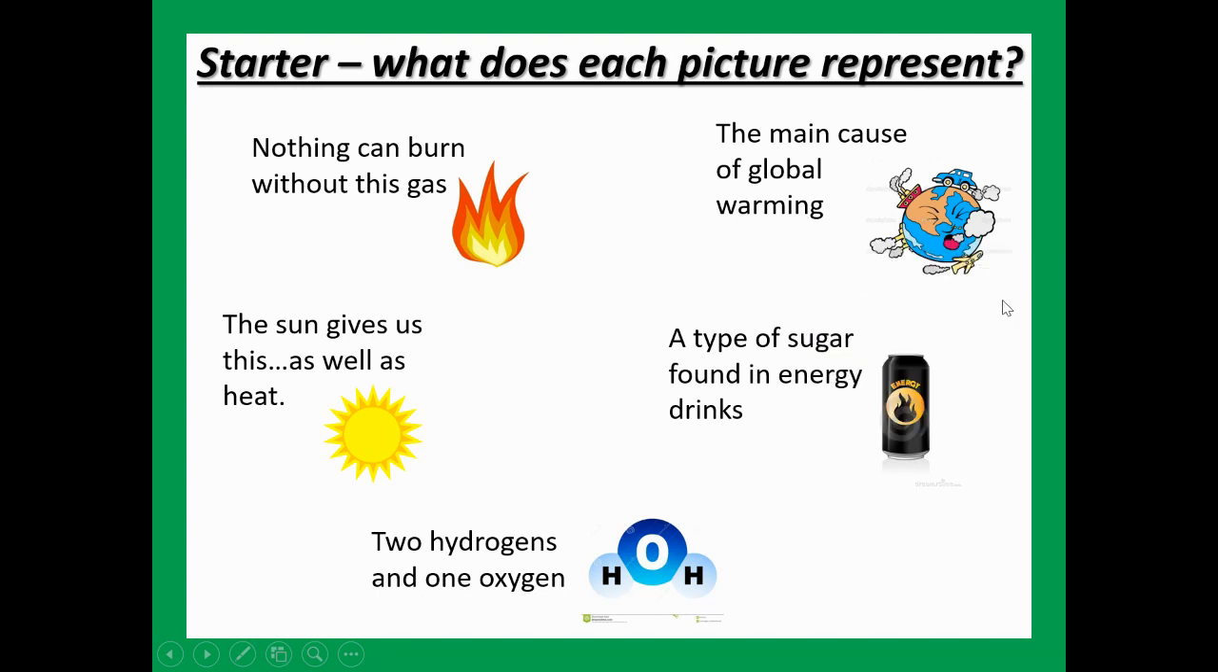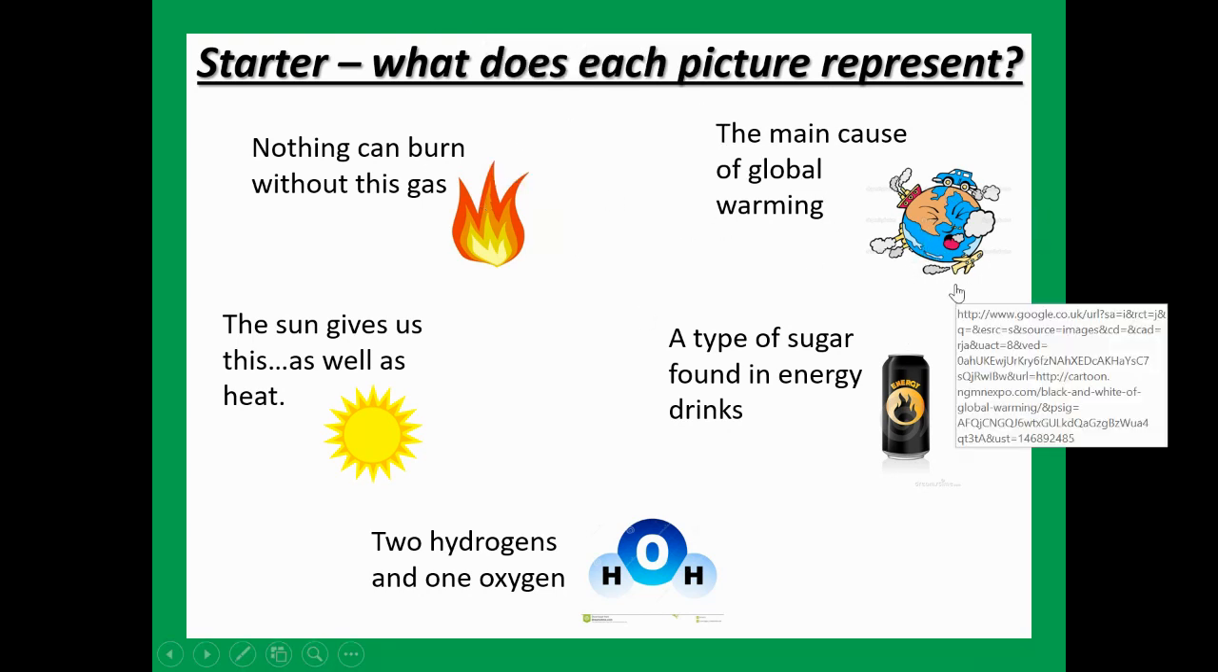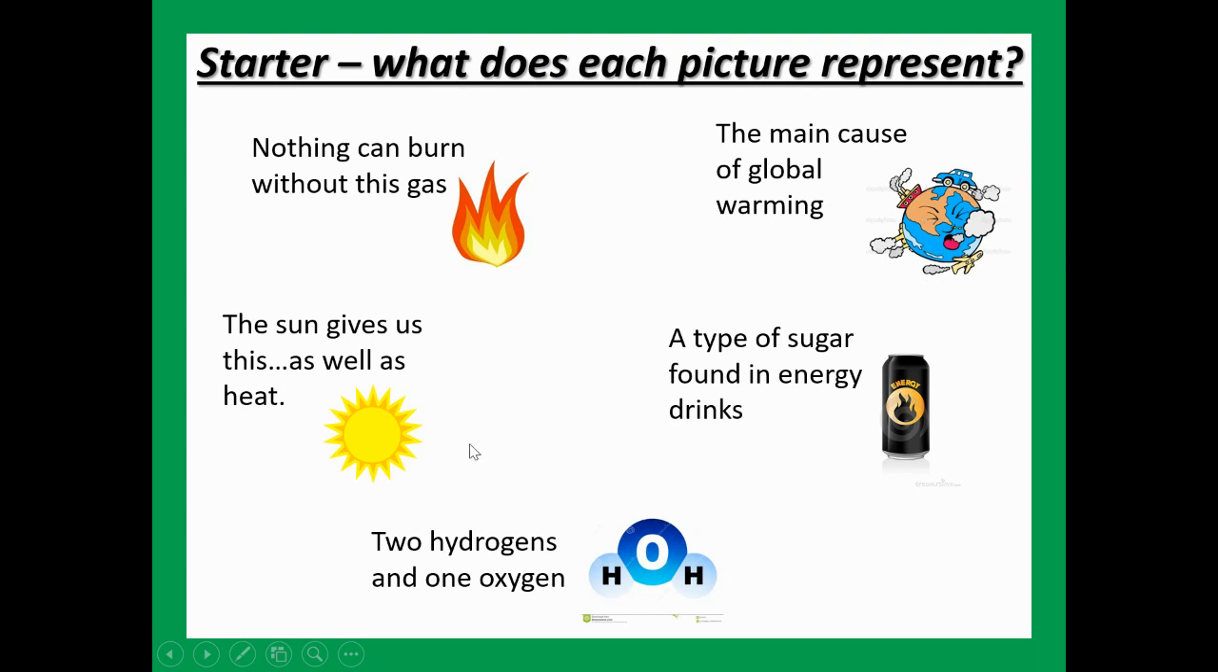The main cause of global warming would be carbon dioxide, which is the link to photosynthesis. Photosynthesis requires CO2, carbon dioxide, as we did discuss last lesson.